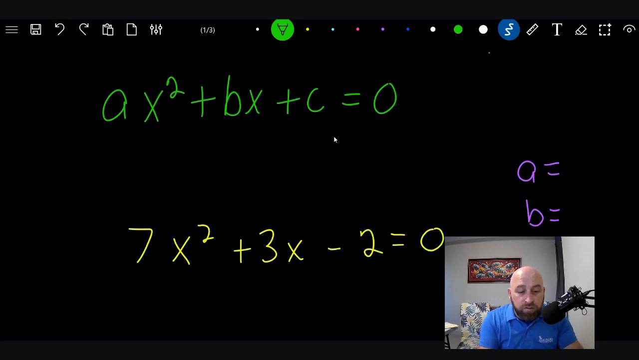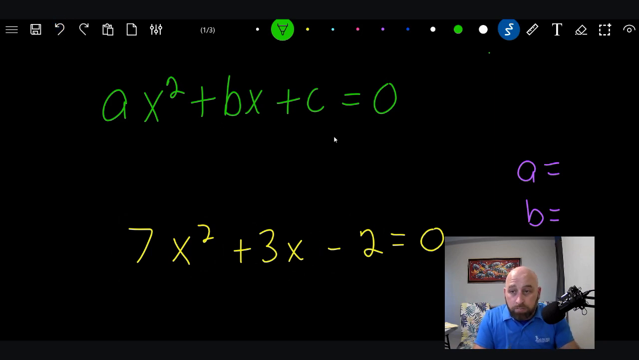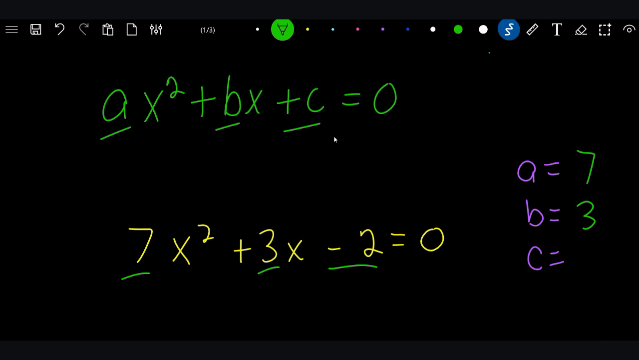Well, good news on this one. That's the AX squared, that's the BX, and that's the C. It's in order, and it's ready to go. So what is the A? That's the coefficient of the x squared. So the A in this one is 7. What's the B? There it is in standard form, here it is in our equation. It's 3. And then the C would be, in this case, negative 2.